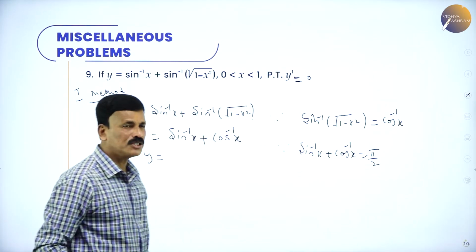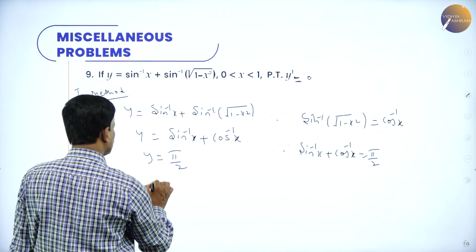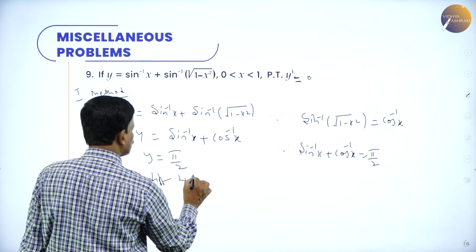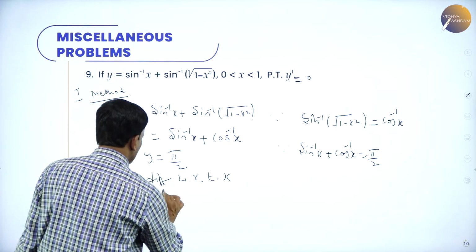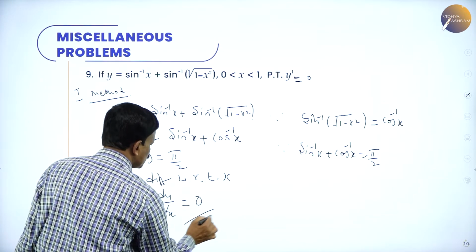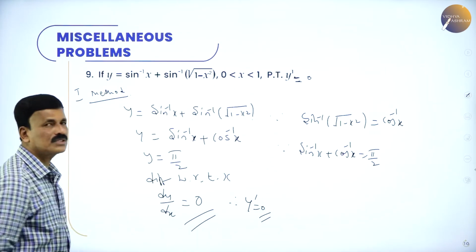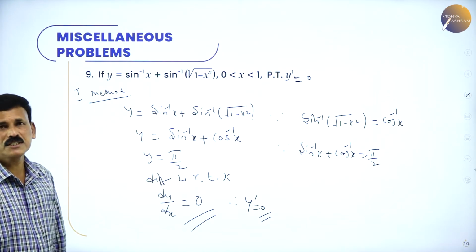Properties of inverse trigonometric function: sine inverse x plus cos inverse x is equal to pi by 2. Differentiating with respect to x, dy by dx is equal to pi by 2 is constant, derivative of a constant is 0. So therefore y dash is equal to 0. That's it. This is the simple method.